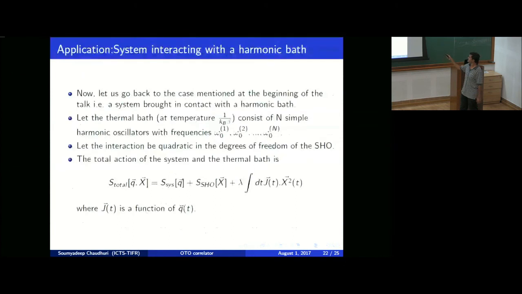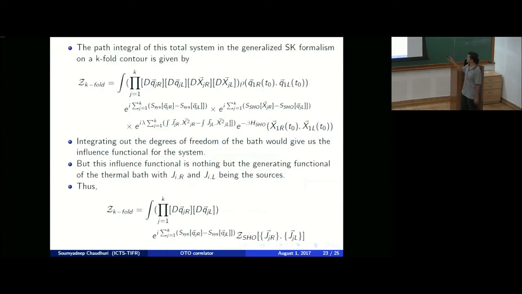Right. So just let me talk about this case that I was saying. Let me go back to the case of a system which is brought in contact with a harmonic bath, but now consider that the coupling with the harmonic bath is x squared. Then one can write down a path integral in this generalized Schwinger-Keldysh formalism, and one can integrate out the degrees of freedom of the harmonic bath.